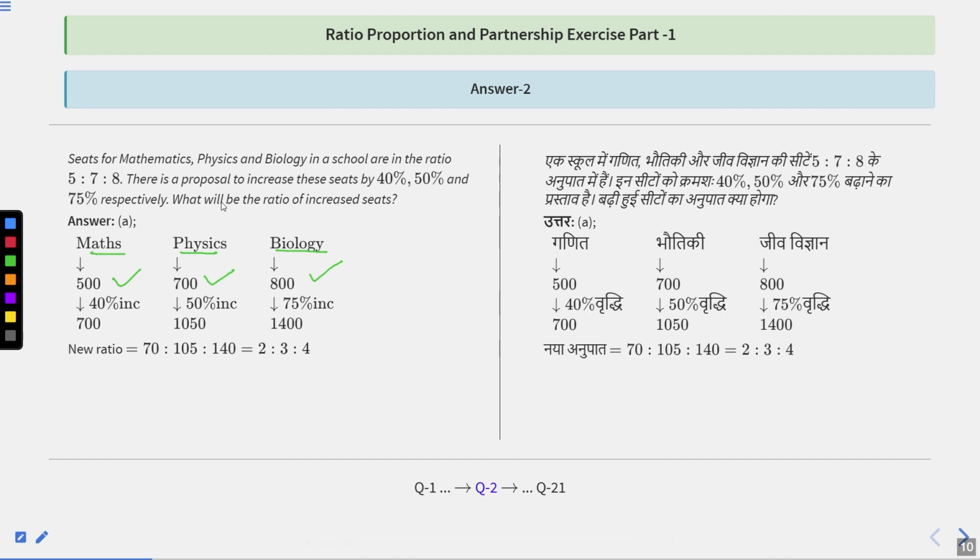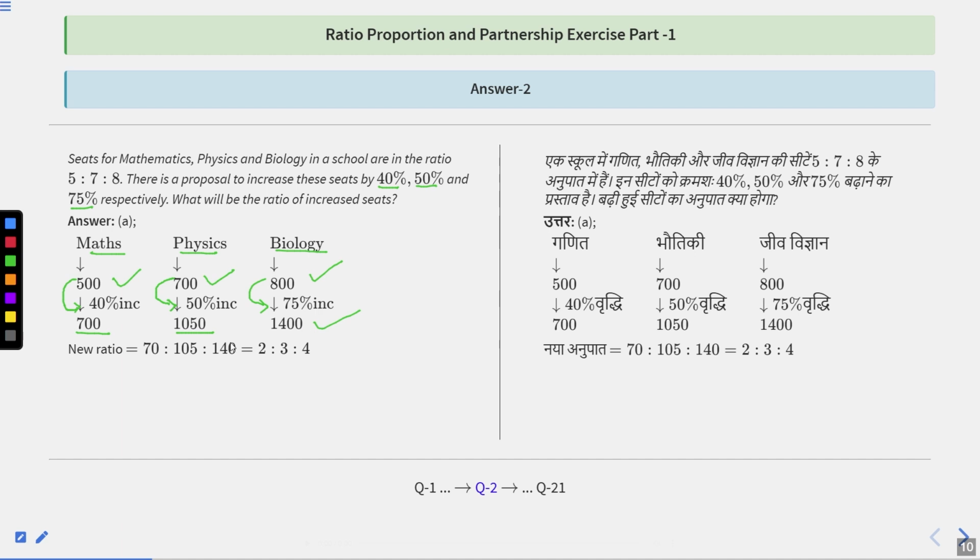So in the next line, the question says that there is a proposal to increase the seats by 40%, 50% and 75%. What does it mean? 500 will be increased by 40%, 700 is increased by 50% and 800 is increased by 75%. So when we increase 500 by 40%, the seats will be 700. In the same way, in physics, when we increase by 50%, the seats will be 1050. In the same way, in biology, when we increase by 75%, the total number of seats will be 1400.